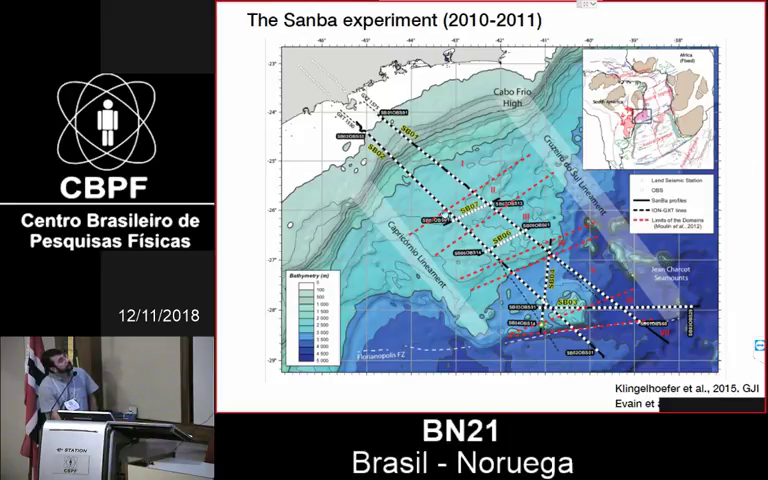So here is only to repeat and show again the SAMBA lines. We have two main lines and a third line that was done by the French group in 2010-2011. The papers were published in 2015.